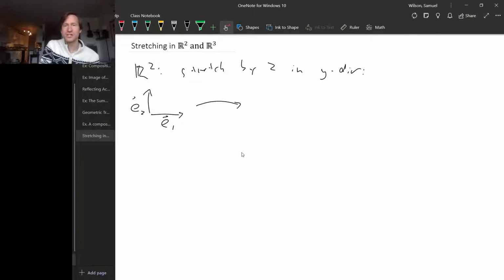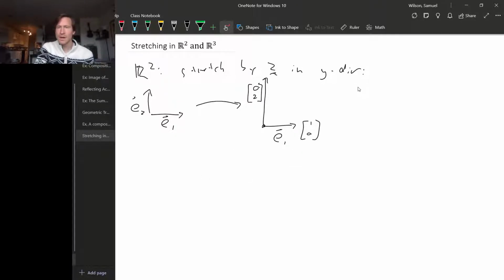So if we stretch by 2 in the y direction, that leaves the first standard basis vector alone, so it's still 1, 0. But the second standard basis vector gets stretched. Since we're stretching by 2, it doubles in length, so now it's 0, 2. And then we can get the matrix for this linear transformation just by packing these results together in a matrix as columns. So we get 1, 0, and 0, 2.